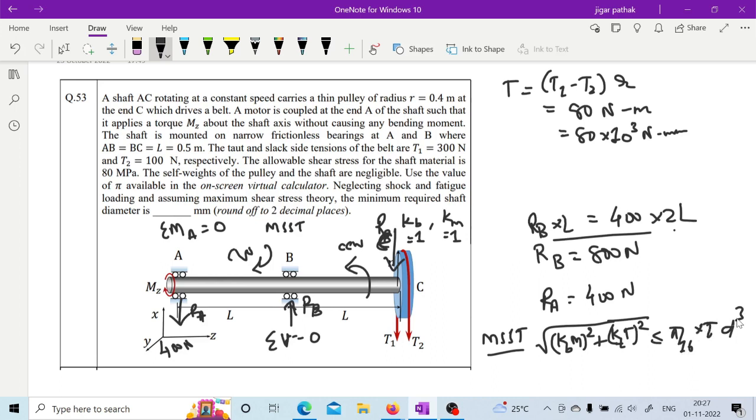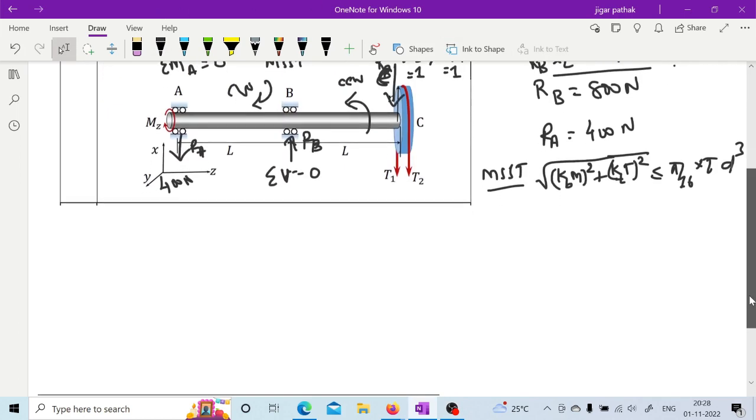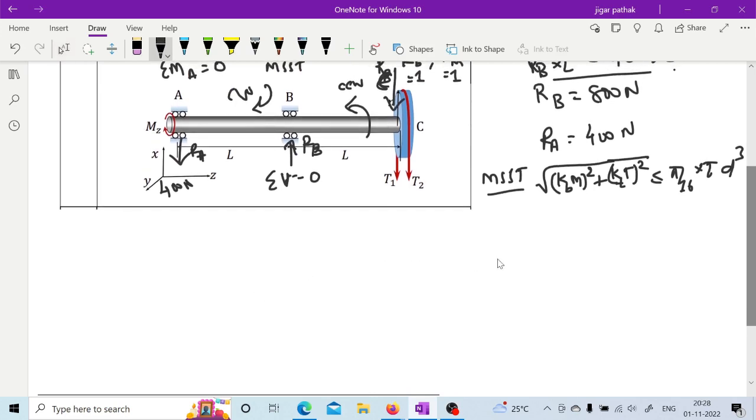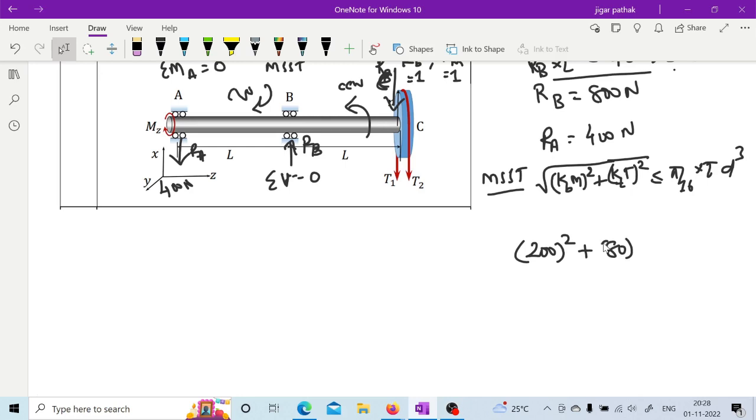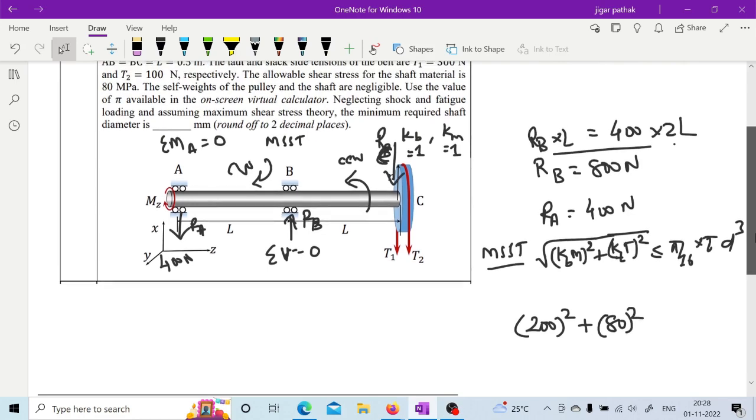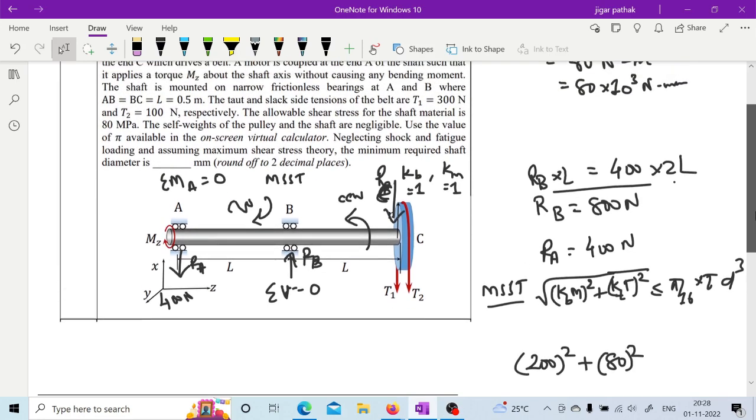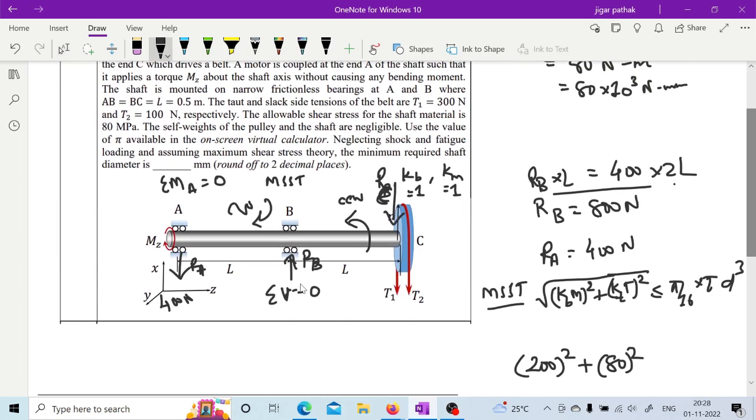So you have all the data with you. KB and KT are 1. The bending moment and torsional moment you have calculated. Bending moment is 200 and torsional moment you have calculated as 80 Newton meter. Correct? See, this bending moment is 200 because both the reactions RA and RC are 400, and L is given as 0.5. So 400 into 0.5 will be 200.